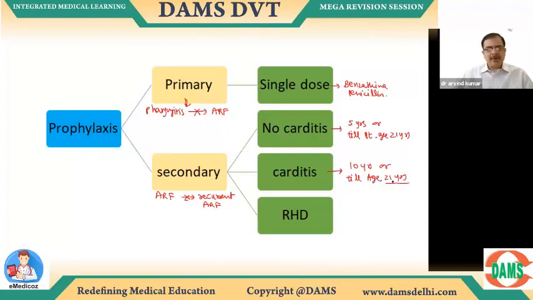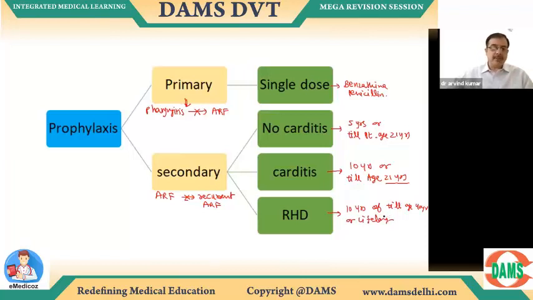There is some controversy about the age in carditis. According to the Harrison reference, prophylaxis for carditis is given for 10 years or till the patient achieves the age of 21 years, whichever is longer. While if the patient already has rheumatic heart disease, we will give it for 10 years or till the patient achieves the age of 40 years, whichever is longer. But in India, we follow that it should be given lifelong.